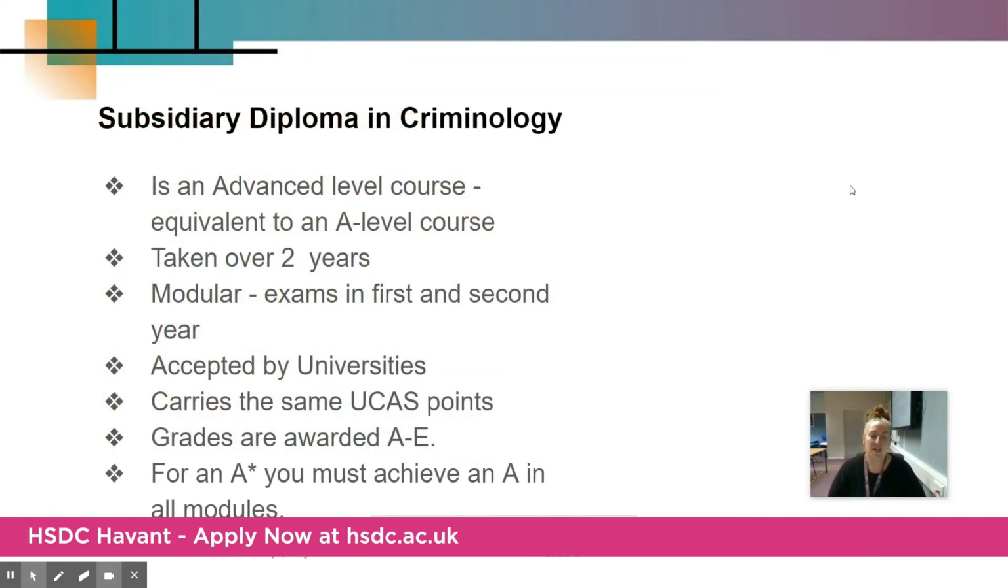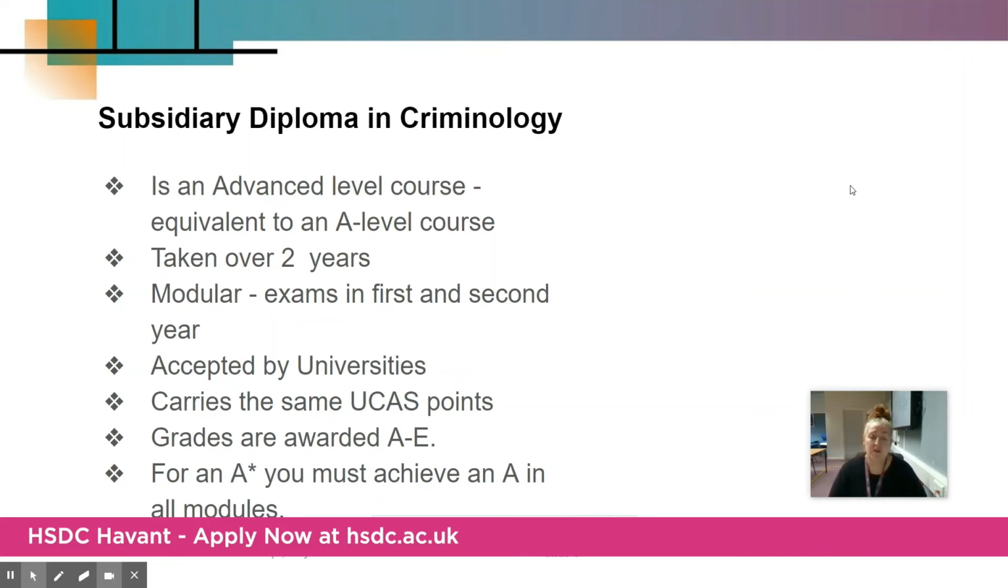So Criminology here is not an A-level, it's a diploma, it's a subsidiary diploma, so it stands alone. And you can do this course alongside 2 other A-levels. It is an advanced level course, so it's equivalent to an A-level, and it's taken over the 2 years.